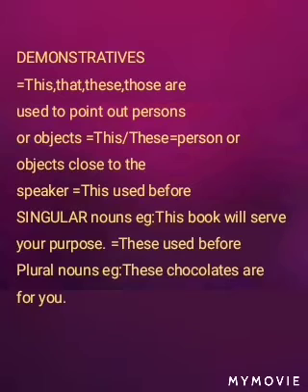Demonstratives: this, that, these, those are used to point out persons or objects. This and these are used to point out persons or objects close to the speaker. This is used before a singular noun and these before plural nouns. This book will serve your purpose. This book is singular, that is at the time of speaking the thing was close to the speaker. These chocolates are for you. Chocolates, that is plural.